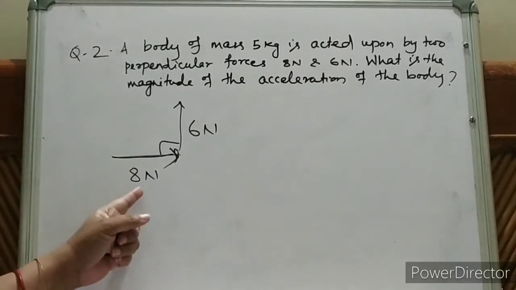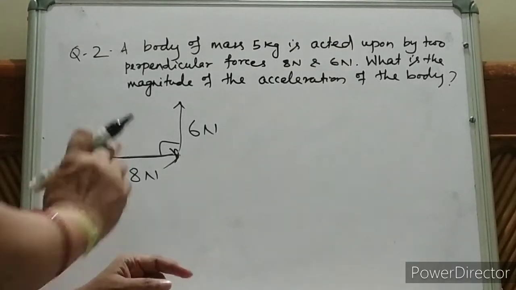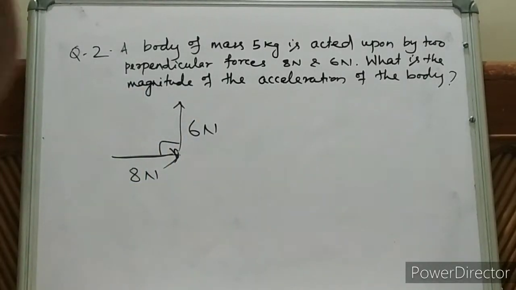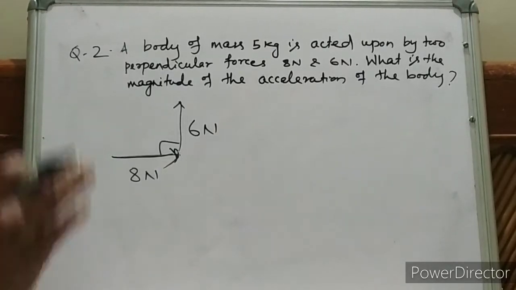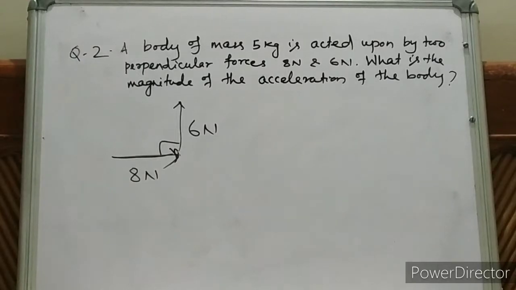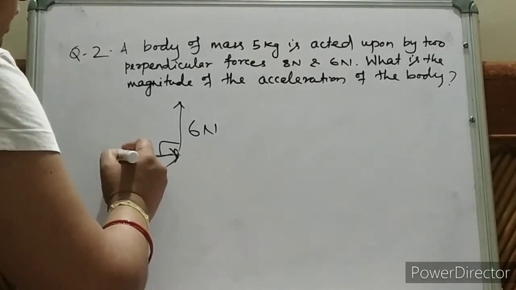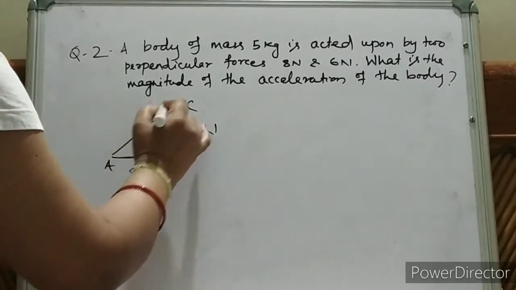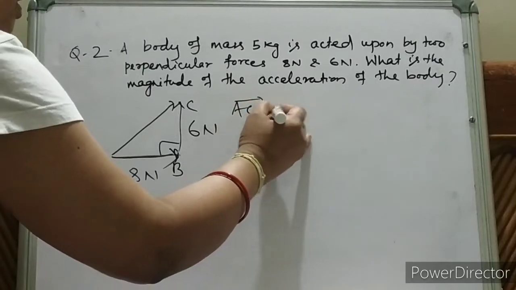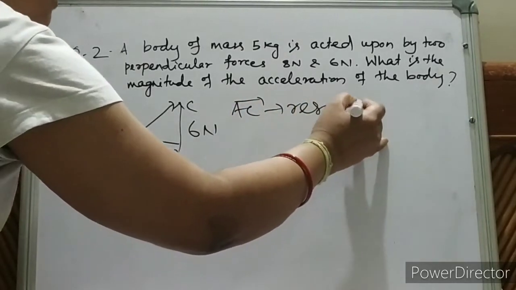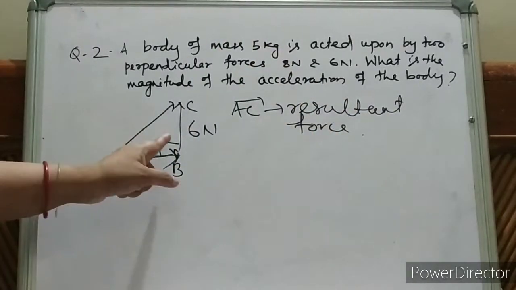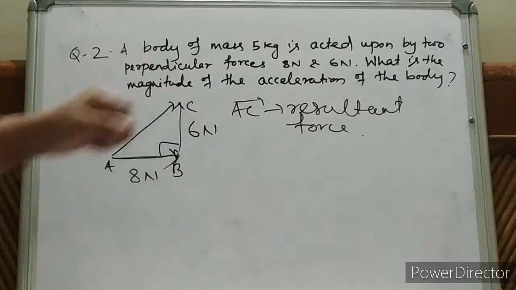See children, since force is a vector quantity, we just can't simply add 8 and 6, 8 plus 6. No, we can't add that. There is a procedure how to add the vector quantities. In detail, we are going to study in class 11th. Suppose A, B and C. This AC gives you the resultant force. It is a 90 degree angle as given in the question.